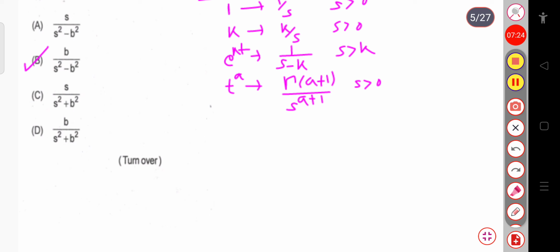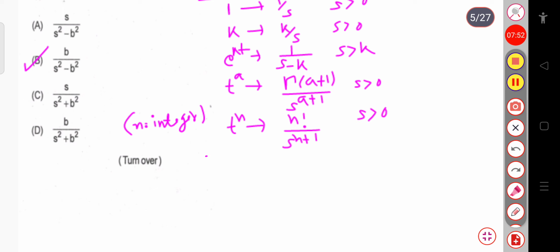Now next, for t power n, where n is an integer. This formula is very important. Where n is the integer, this is n factorial divided by s power n plus 1. And also here s should be greater than 0.